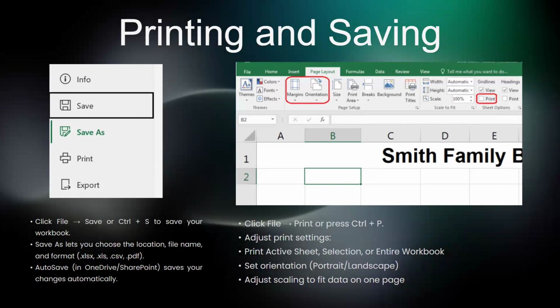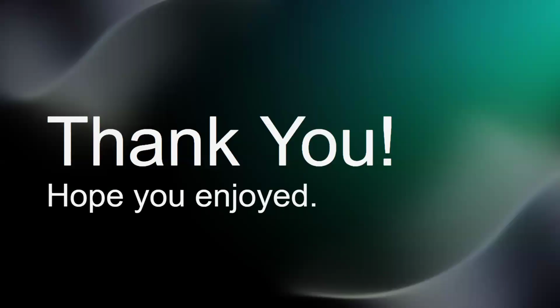And then to save a file, you just click File, Save, or Ctrl+S to save your work. And then the Save As option lets you choose the location, file name, and format. So maybe you can save it as a PDF, .csv, or XLS. There's also an autosave option, which is always on in Excel, so you will be safe without losing your data.